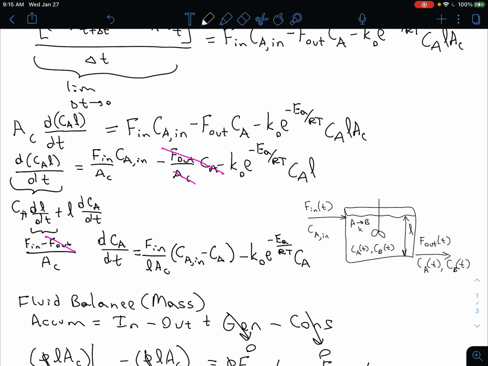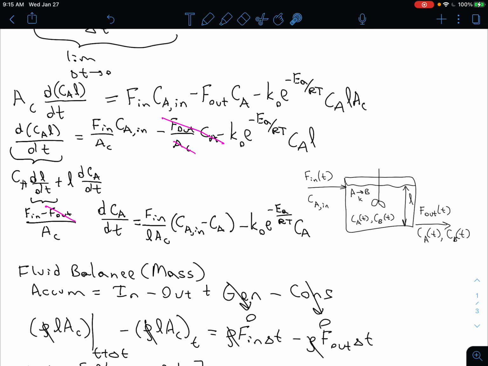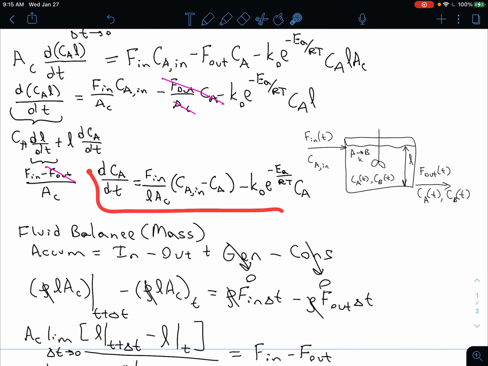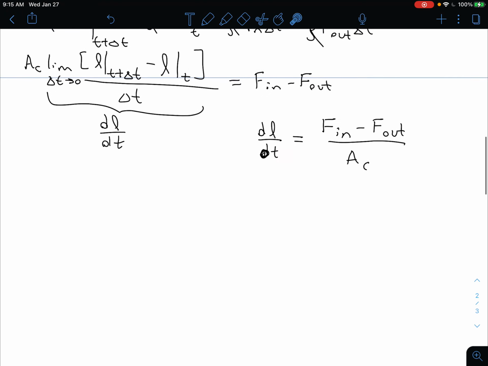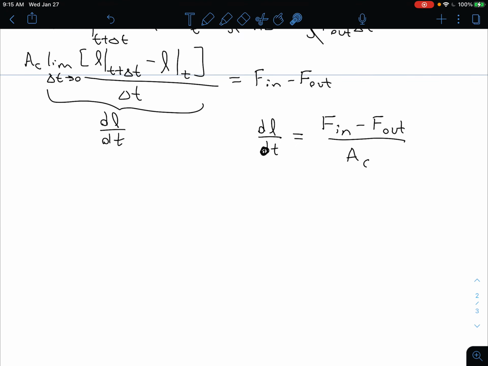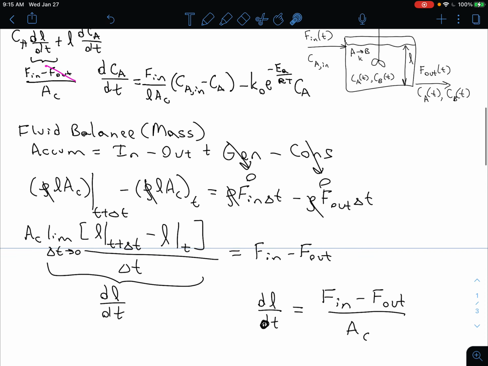So I don't know how necessary that was, but it did show us an example of using the product rule for differentiation to simplify an equation. So we now have an equation that purely has dCA/dt on one side. That wasn't actually a requirement, but it looks a little cleaner. We now have a second equation with dL/dt on one side.